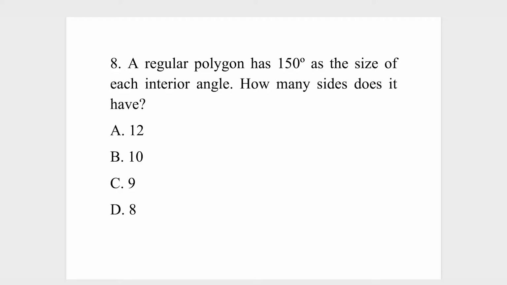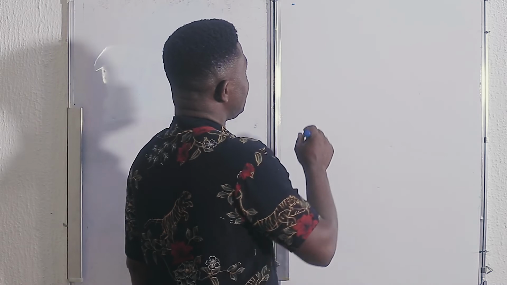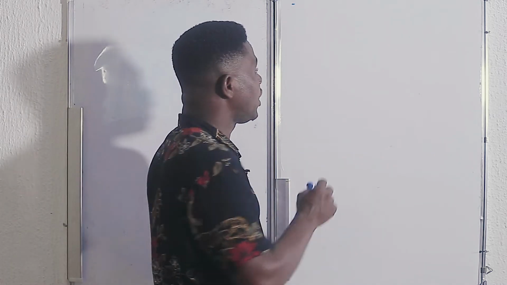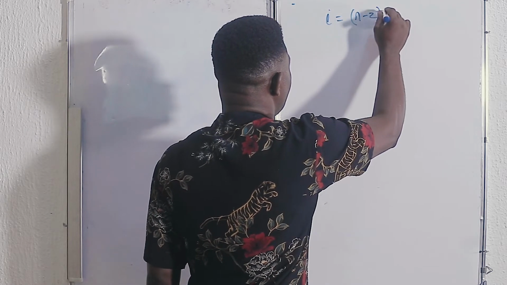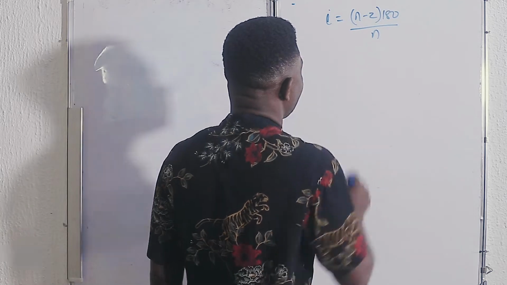A regular polygon has 150 degrees as the size of each interior angle. How many sides does it have? A regular polygon has 150 degrees as the size of each interior angle. How many sides does the polygon have? Now, so the interior angle of a polygon is given by I equal to n minus 2 into 180 all over n.